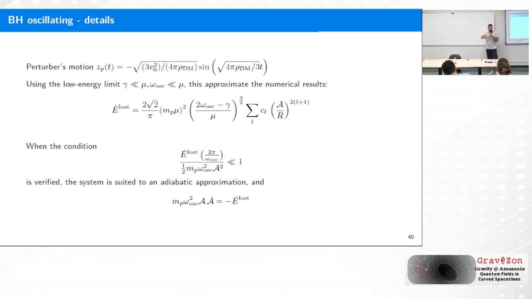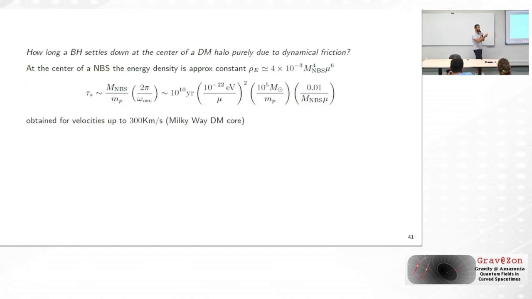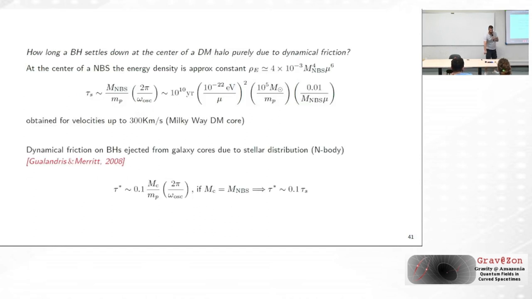We can similarly compute the E dot loss. We solve for this kind of driven harmonic oscillator. But the result that is more important is here. The typical timescale for a black hole to stop at the center of the galaxy because of dynamical friction with dark matter is this number, 10 to the 10 years. Is it big or small? Well, if you compare it to the typical timescale of stopping because of the stellar environment, it is 0.1 of it.